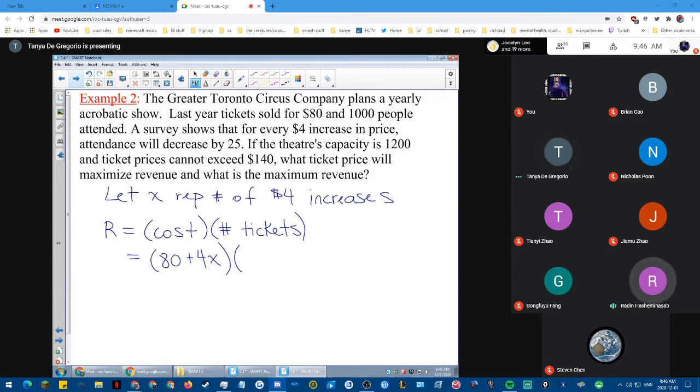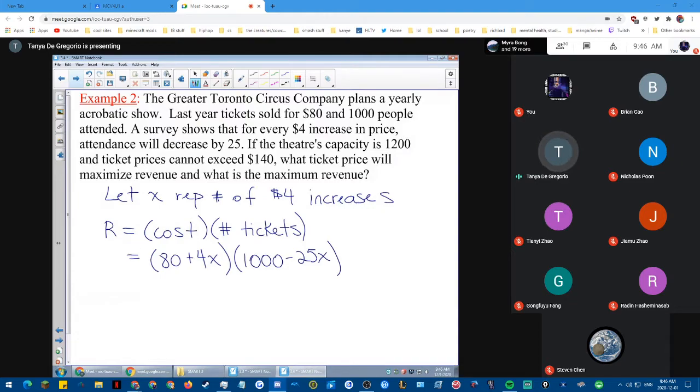Last year, it's just minus 25x? Yeah. Good. So 25 people for every time the price is increased. So 25 times that. If I increase by $8, increase it 2 times, 50 less people will attend, right? If I increase it 3 times, $12, then 75 less people will attend, and so on and so forth.